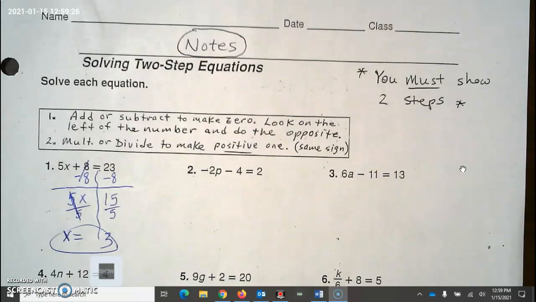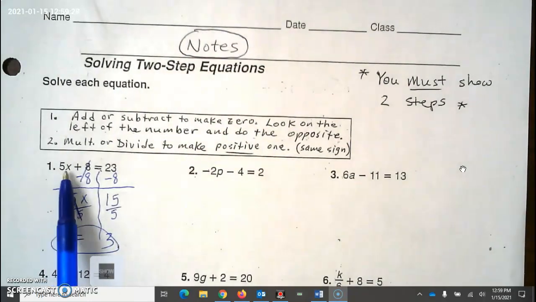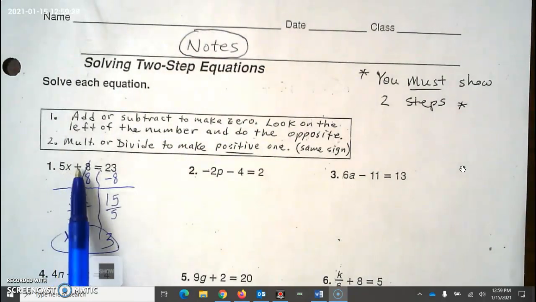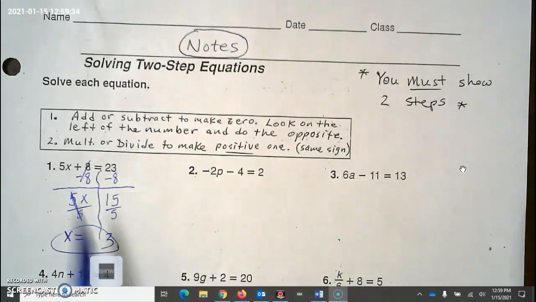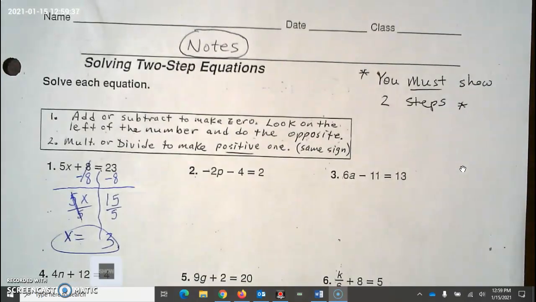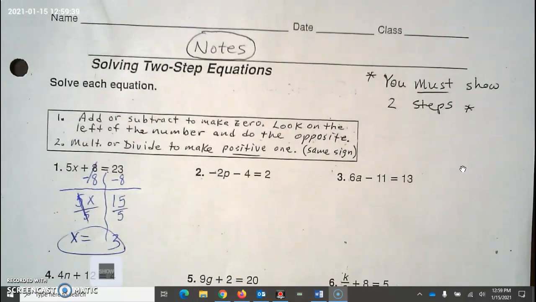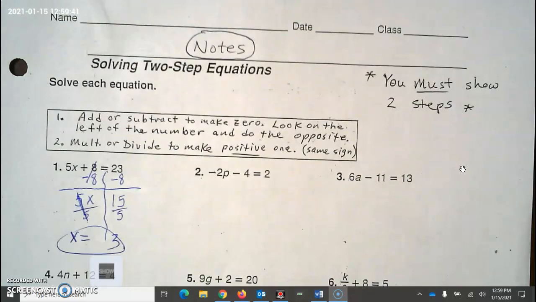So x is 3. And let's check it. 5 times 3 is 15. Plus 8 is 23. See, 3 is the number that makes that equation true. Only 3 will give us 23 on the left side of the equal sign. Okay, so that's what I'm going to start by doing.